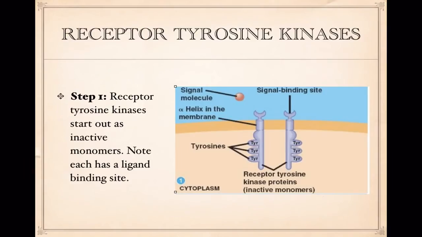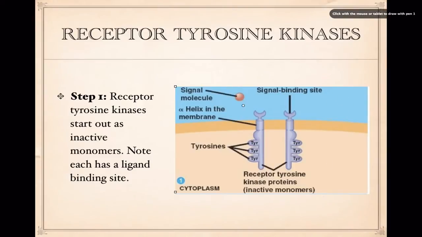All right, receptor tyrosine kinases are receptor proteins that are located in the plasma membrane, just as we saw before, and they start out as inactive monomers. What that means is, if you look at this picture, here is the plasma membrane, this is the cytoplasm down here, this is the extracellular matrix or the environment.